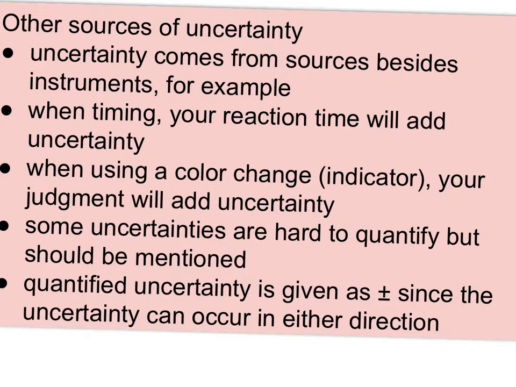Other sources of uncertainty are your timing. When you're timing, like your reaction time, you'll have to estimate how quick you think your reaction time is or try and make a measure of it. When you're using color changes, especially indicators, your judgment of when the color has changed and how consistent that color is all add into your uncertainty. So uncertainties like this are hard to quantify, but you should definitely mention them when you're talking about your results. Quantified uncertainty that you can actually get from the instrumentation is given as a plus or minus, again, because random uncertainty can occur in either direction.